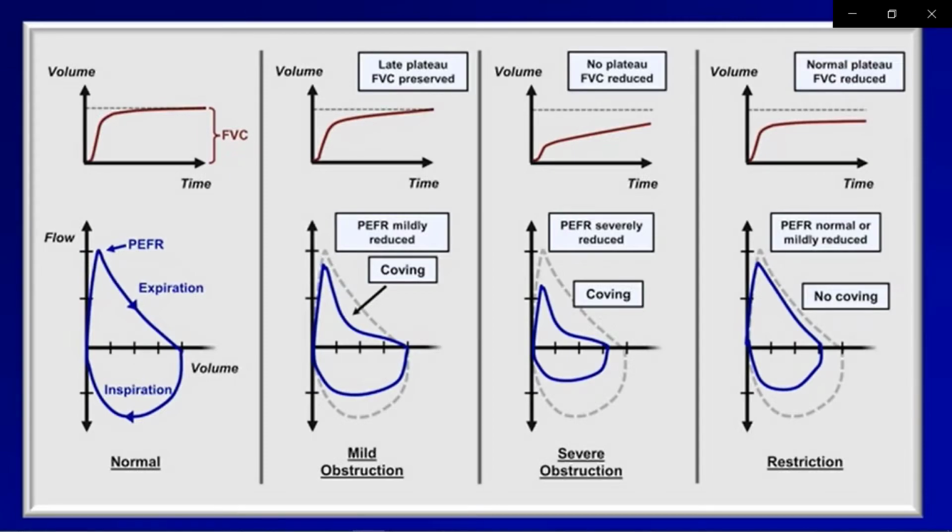In case of restrictive lung disease, we can see that the shape of the curve is normal. There is no coving, but there will be a narrowed loop. The gap between the TLC and RV has been reduced. That means the FVC is reduced.